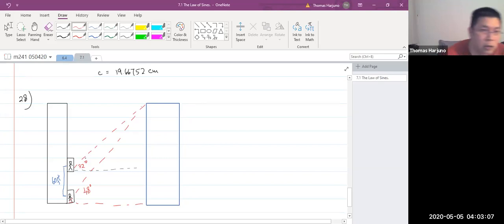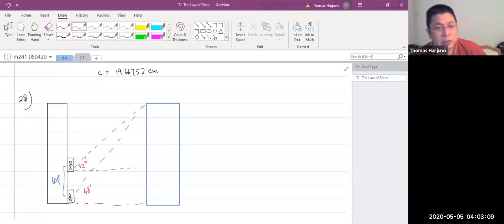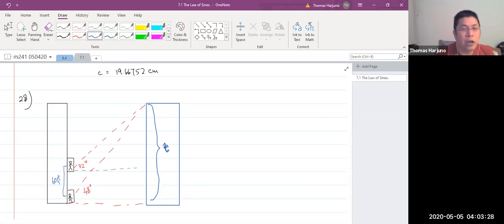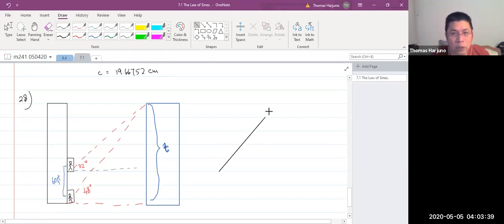The question is, how tall is the building across the street? So the question is, what is this? Let me say this is T. Now, try not to attack the situation directly there. You sketch that first, and after you finish the sketching, you redraw it with only a triangle.